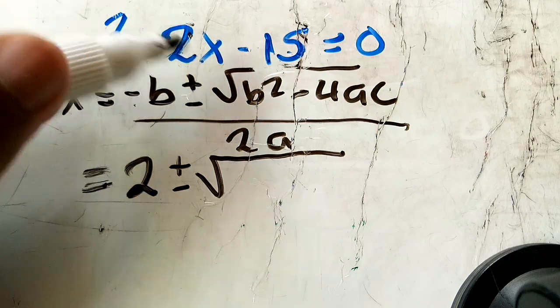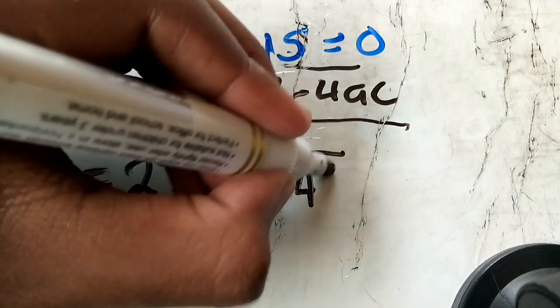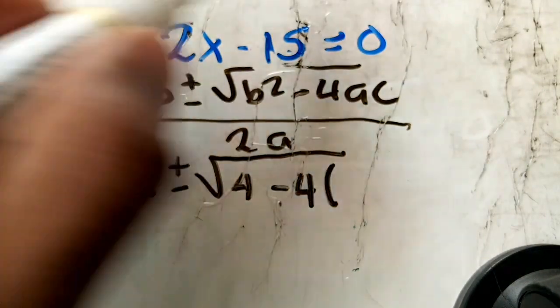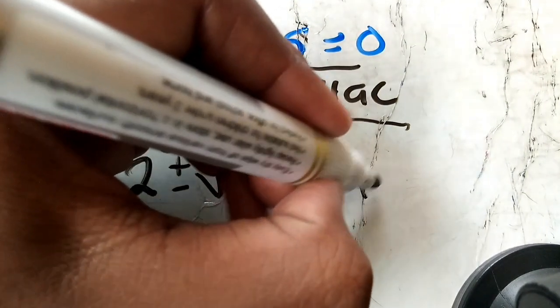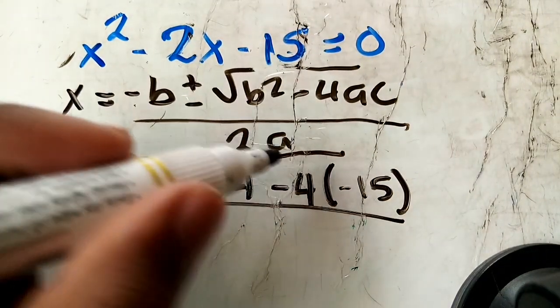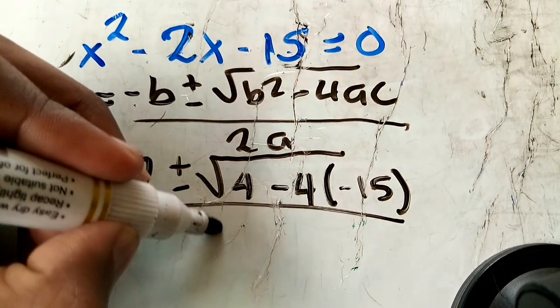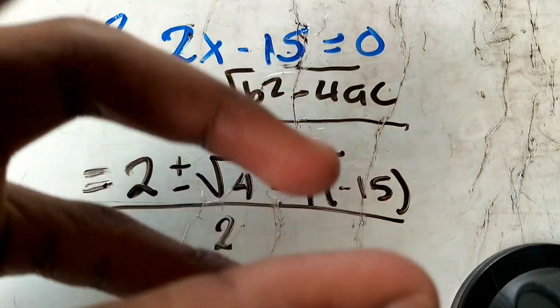So negative 2 times negative 2 is 4. Minus 4. Our a is 1. Our c is negative 15. So 1 times negative 15 is negative 15. This will be over 2a. So 2 times a, which is 1, which is simply 2. So now we're going to continue this. Let's just bring this down.